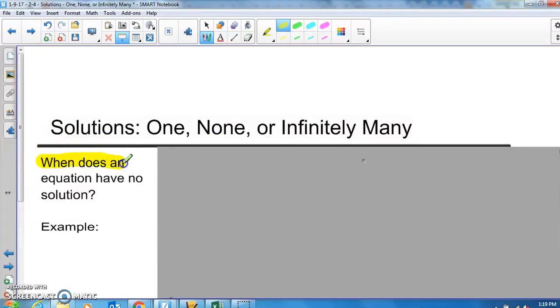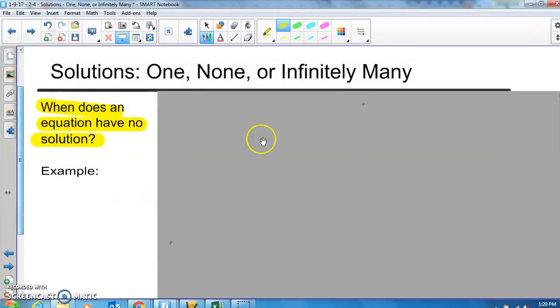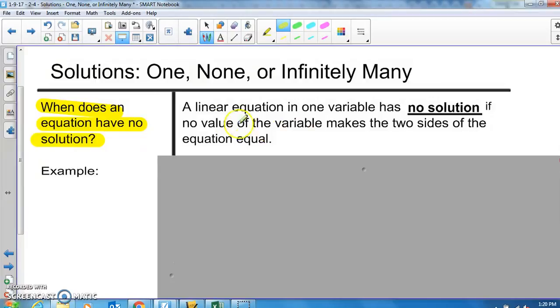The next one is, when does an equation have no solutions? It's exactly what it says. There is no solution to make the statement true. So when we have an equation that has no solution, what it means is we have a linear equation with one variable that has no solution, and that would be true if no value of the variable makes the two sides of the equation equal.